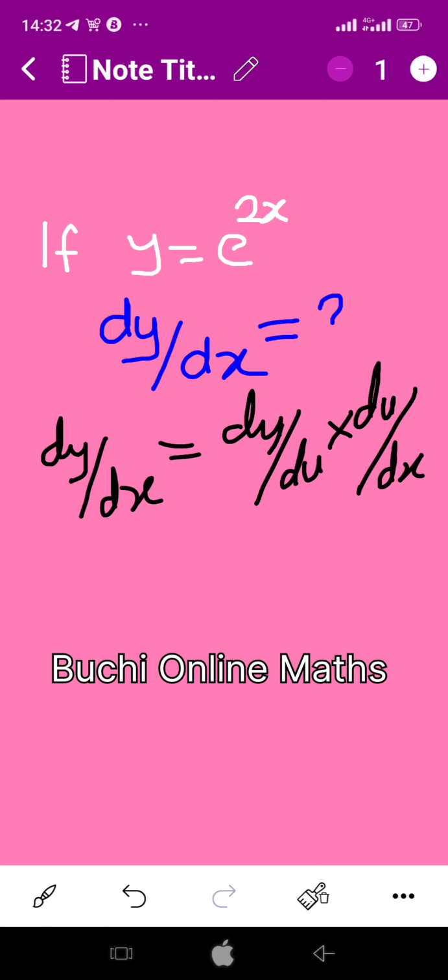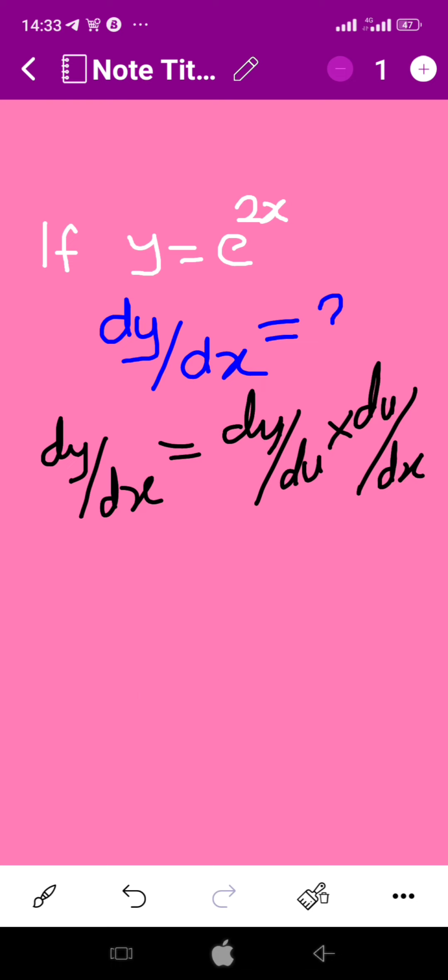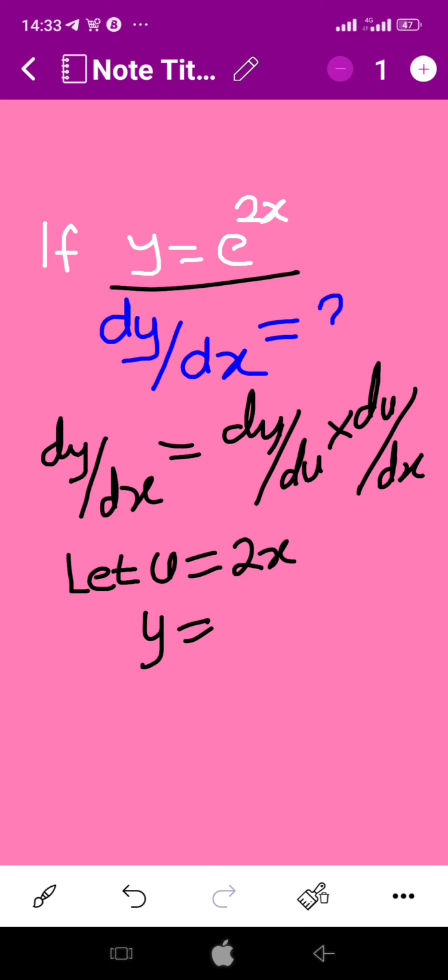Now this is the formula we are going to use. It is known as function of a function. In the formula we have u, so let us define u. You can say let u equals 2x, since u is always the term which is the exponent of e. Then y will now be e raised to the power u. You can call this equation 1, and you can call this equation 2.